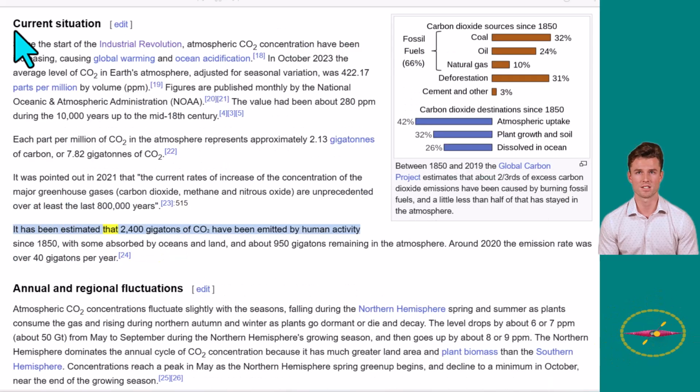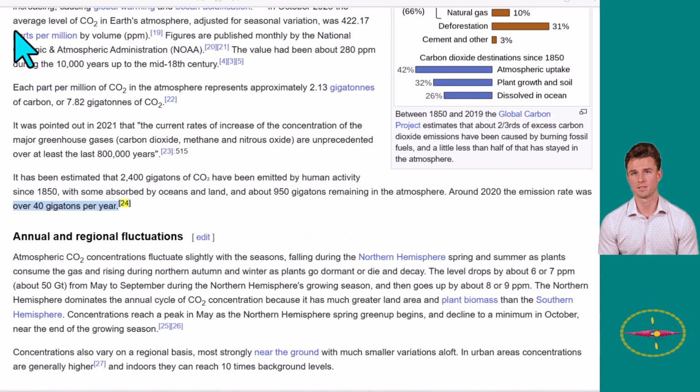It has been estimated that 2,400 gigatons of CO2 have been emitted by human activity since 1850, with some absorbed by oceans and land, and about 950 gigatons remaining in the atmosphere. Around 2020, the emission rate was over 40 gigatons per year.